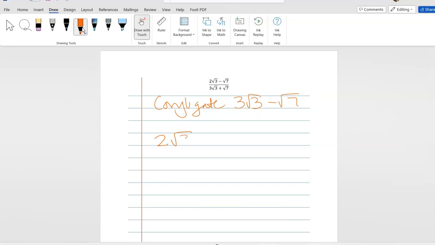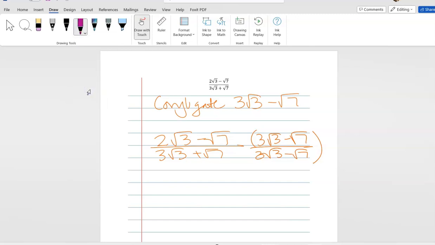So I'm going to take my equation, and then I'm going to multiply top and bottom by this conjugate, okay? So always top and bottom. Now I'm going to FOIL out both top and bottom.